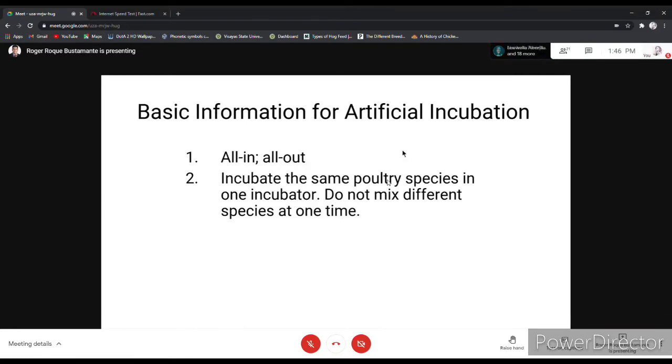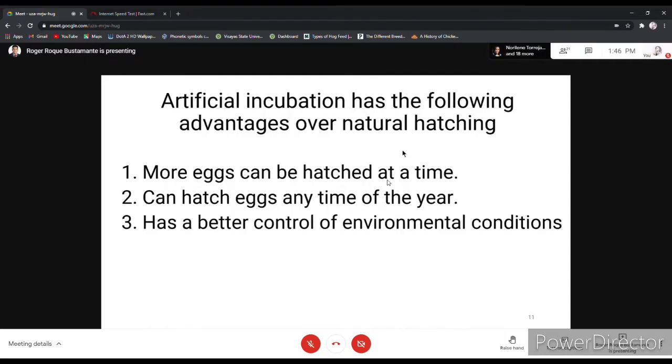So now, in artificial incubation, this is the advantage over natural hatching, or natural incubation. The artificial incubation offers volume of eggs to be hatched at a time, or more eggs can be hatched at a time. You can hatch eggs at any time of the year, and it has better control of environmental conditions. So yes, many can be set at a time, any time of the year.